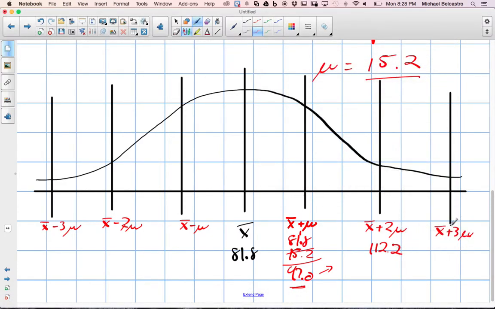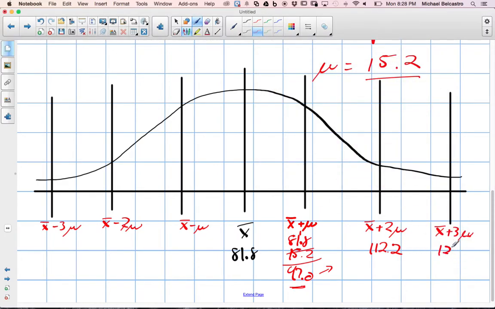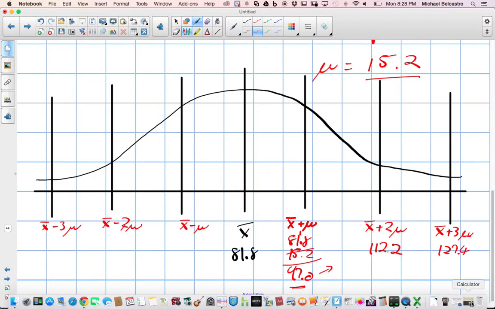And then 3 standard deviations, okay, would be, I guess somebody got a lot of bonuses if they get that, and then plus 15.2, and this is just ridiculous, 127.4. That's fine though, 127.4. We do the opposite to find out the values of a standard deviation the other way.